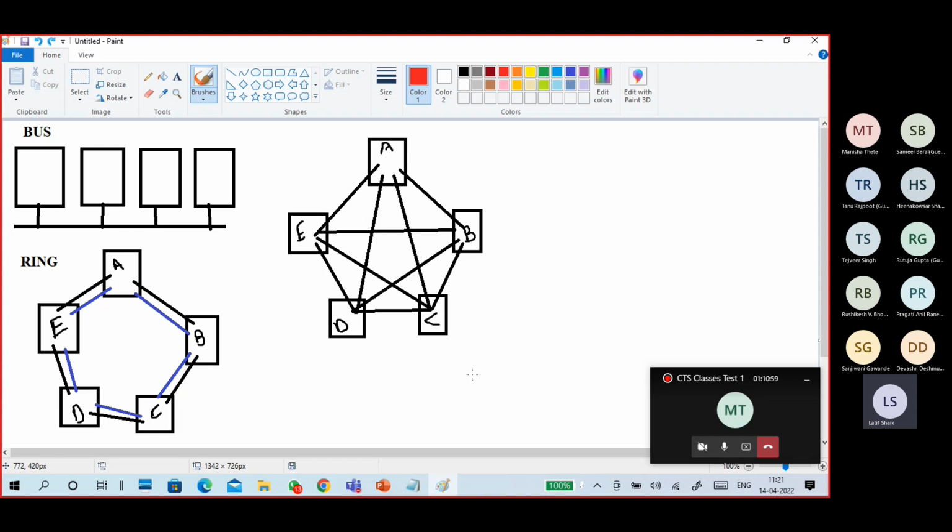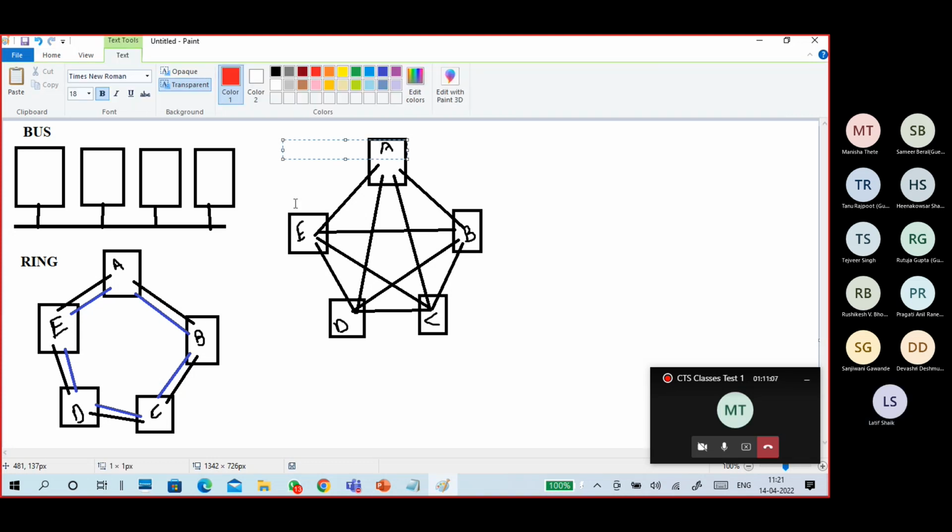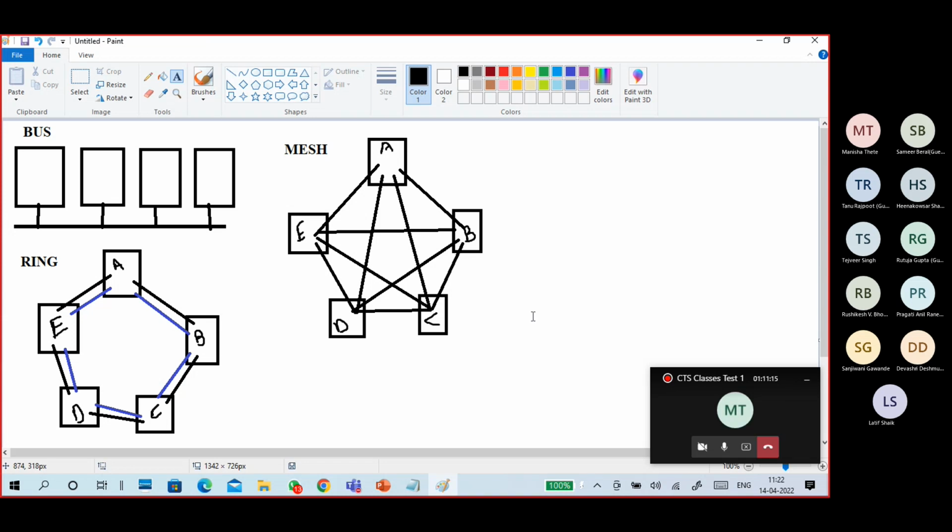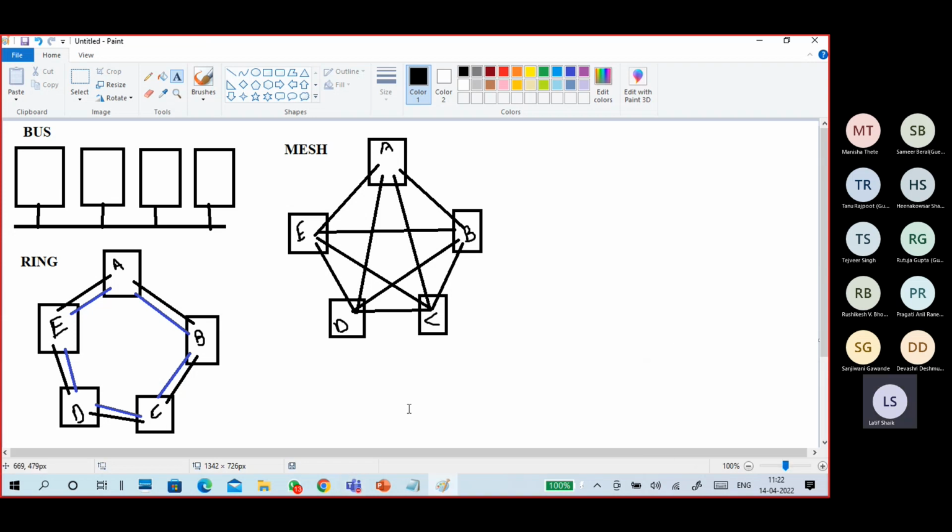Again, we'll go back to the mesh topology. The mesh topology is highly redundant. Every device is connected to all other devices. So this is called a mesh topology.